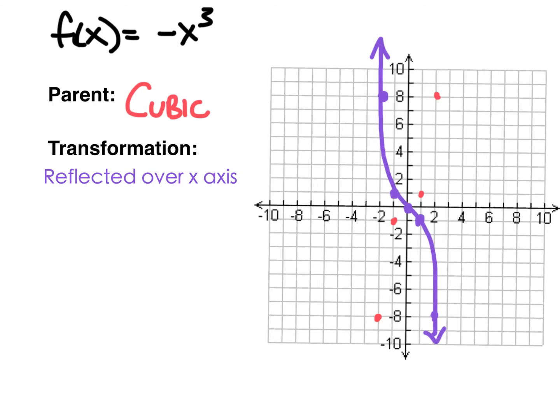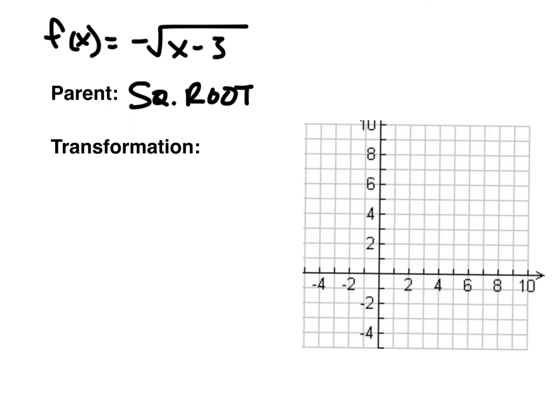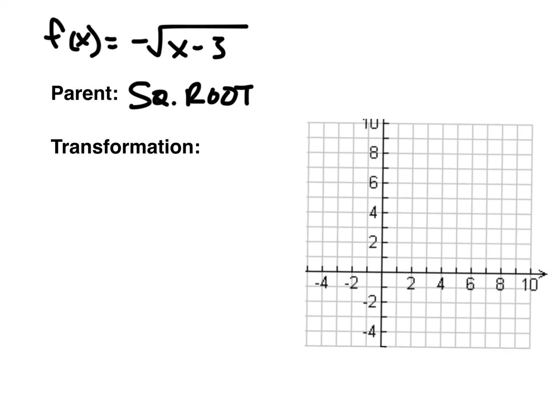All right, so that wasn't too challenging. Let's try to add in some other transformations. Here we have f of x equals the negative square root of (x minus 3). All right, so what's the parent? The parent here is a square root function. So let's go ahead and plot on a graph just our key points for a square root function. All right, so the square root function goes through (0, 0), (1, 1), (4, 2), right, because the square root of 4 is 2. We have these points memorized. It also goes through (9, 3), but we'll leave that off for right now.